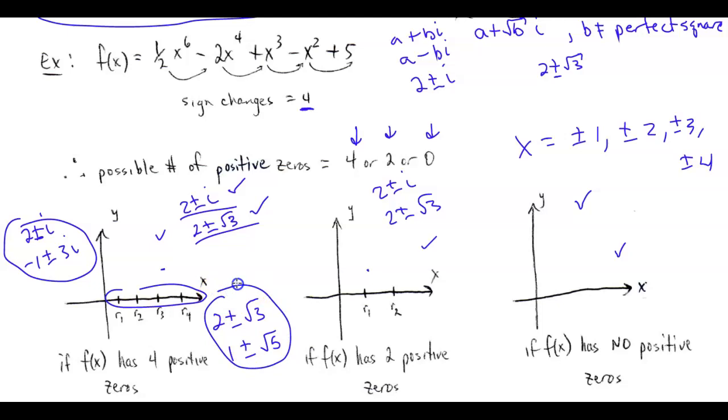So again, this doesn't tell you exactly what the zeros are or how many you actually have. It just kind of gives you an idea of what the possibilities are. And again, based upon what we get with the rational zeros theorem, we kind of know a little bit more about what the zeros look like for our polynomial.